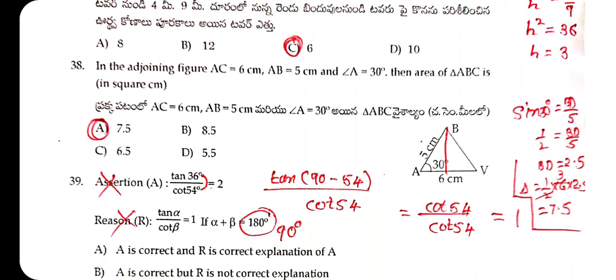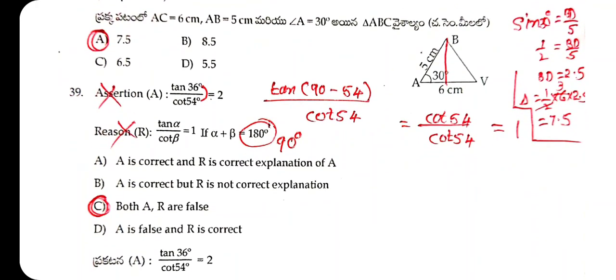The answer is 6. In this figure, if you draw a perpendicular, then sin 30 is equal to BD by 5. 1 by 2 is equal to BD by 5. BD is equal to 2.5. So we got the height. Area of the triangle is half into base into height. That is 7.5. So option A. This is also very easy.